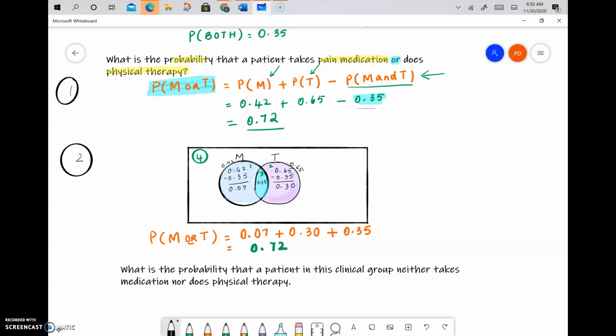So if we look at the Venn diagram, a patient that does no physical therapy cannot be in the blue area or the purple area, which is in this circle of physical therapy. And the patient who does neither physical therapy nor medication cannot be in the circle which is labeled M for medication. So they have to sit outside these two circles.